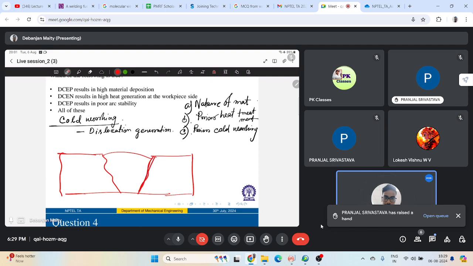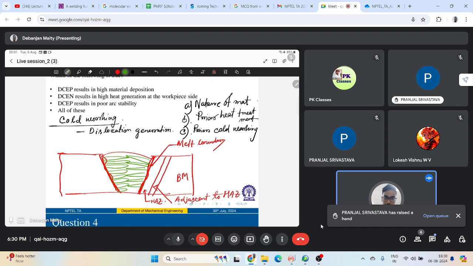So this is my melt boundary. Okay. This is my heat affected zone. This is some region adjacent to the heat affected region. And over here, this is base metal, green. So over here you will see some elongated kind of grains.